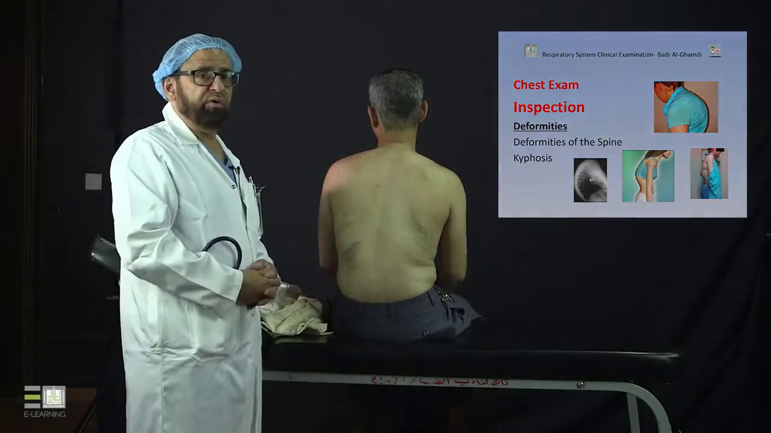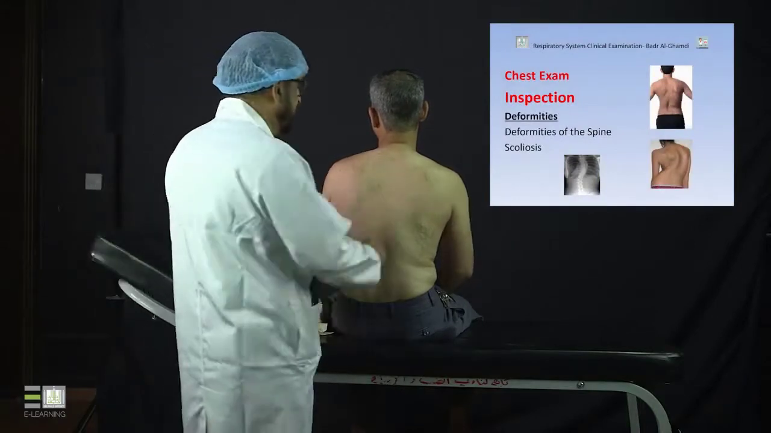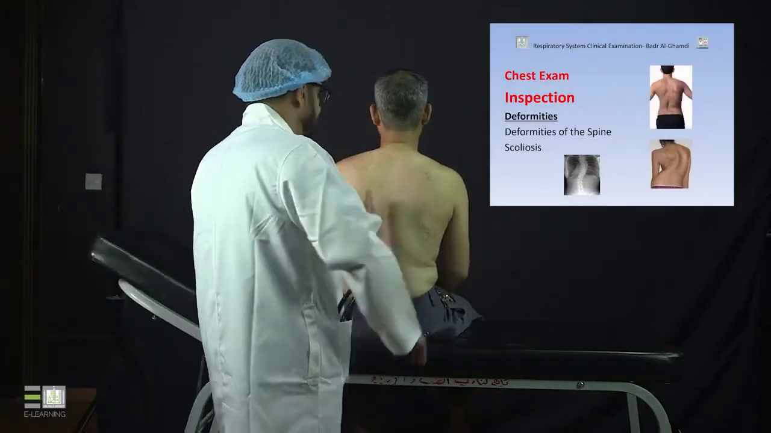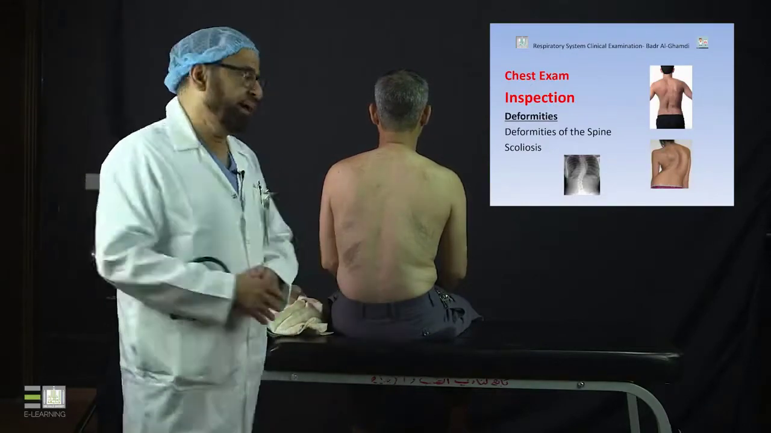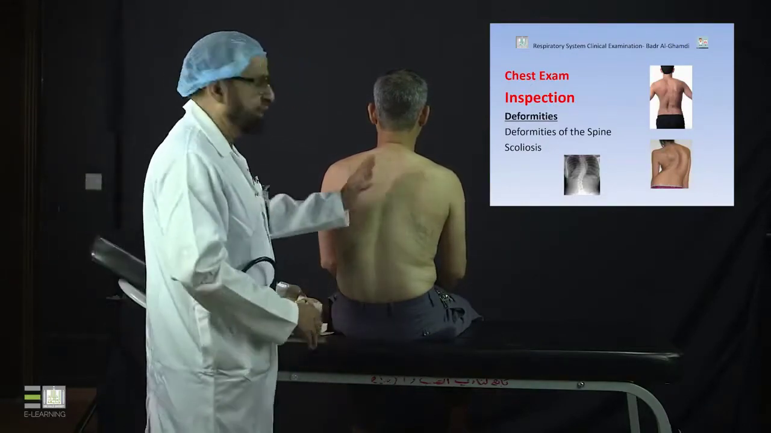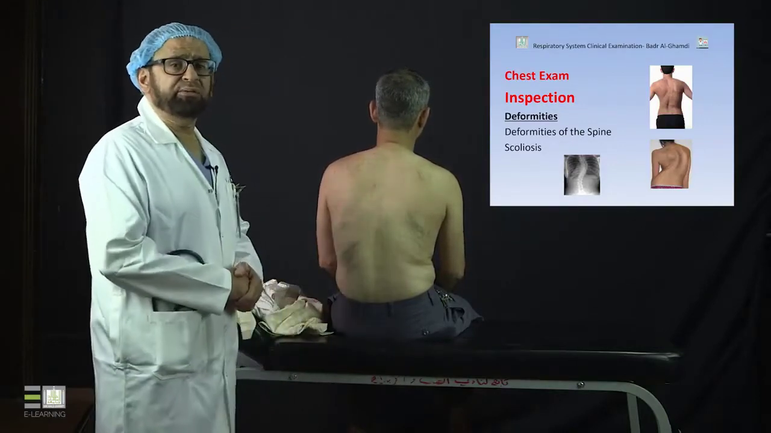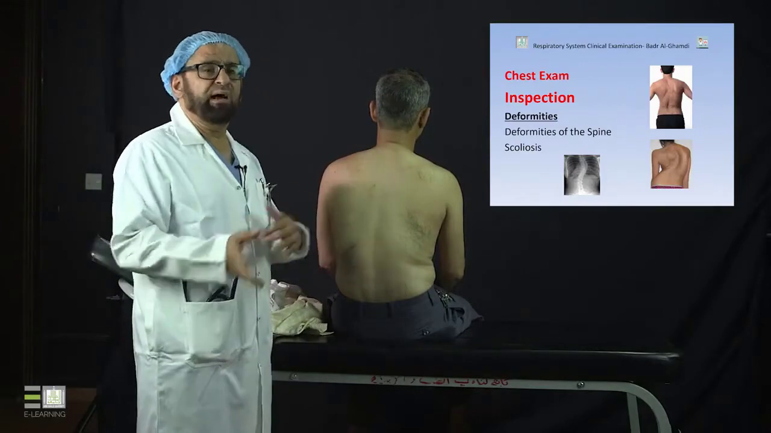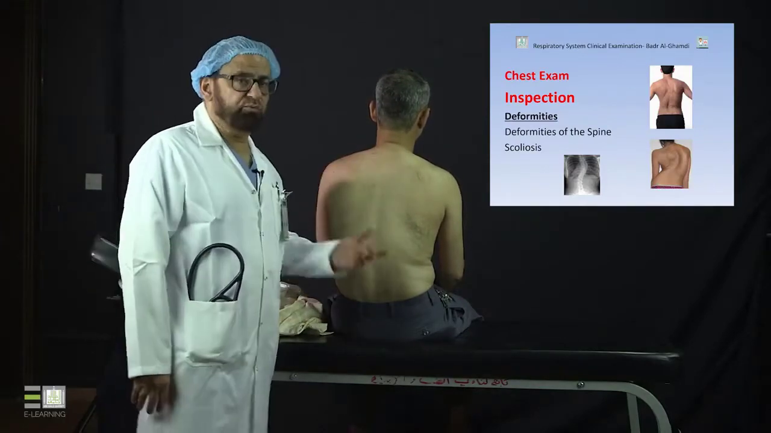There is another deformity of the spine, which is scoliosis, where you see the spine is actually going to one side, either deviated right or left, and this is scoliosis. It can be right or left. And there are patients that may have both kyphosis and scoliosis, and we call them kyphoscoliosis.